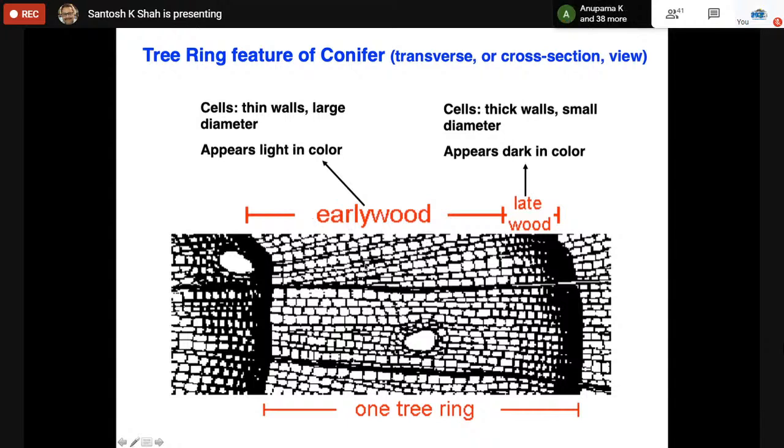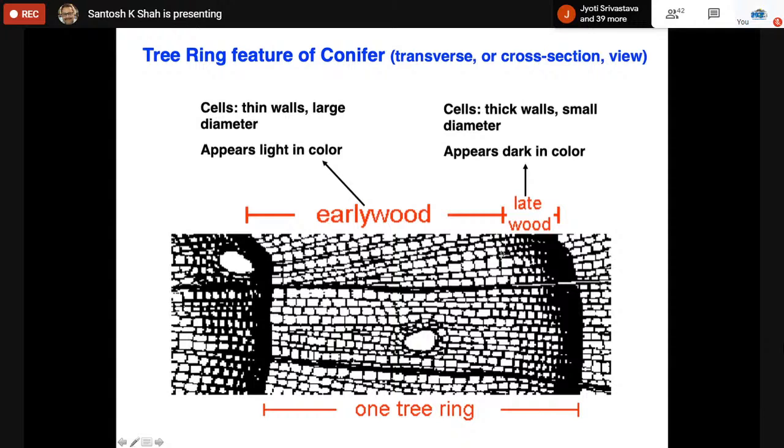This is looking lighter in color because the cells are very thin and large in diameter. And those portions which are in dark color, that is latewood. This is latewood because the cells of this area are thicker in wall. They have a small diameter. That's why it appears dark in color. So both this earlywood and latewood, if we combine, that will form one tree ring.